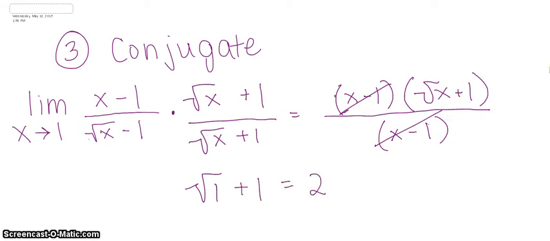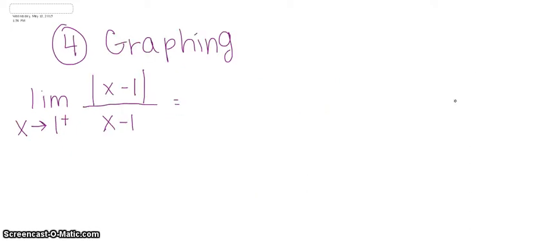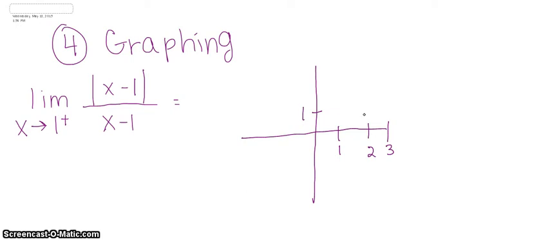The fourth and final tool is graphing. In some cases, the only way to find a limit is to graph the function. For example, we have the limit as x goes to 1 from the right of |x - 1|/(x - 1). When we graph it, we see that it isn't defined at x equals 1, but when you plug in 2 and 3, it will make a straight line. So we know that from the right, the limit would be 1.